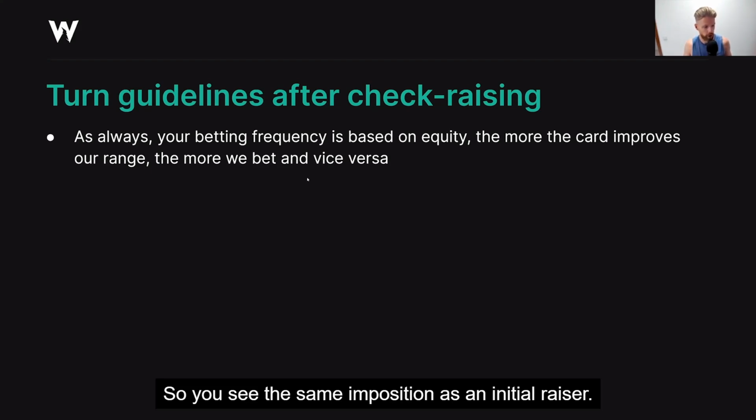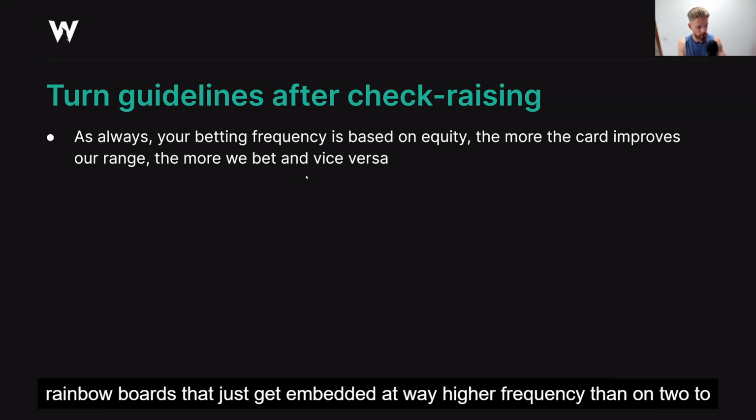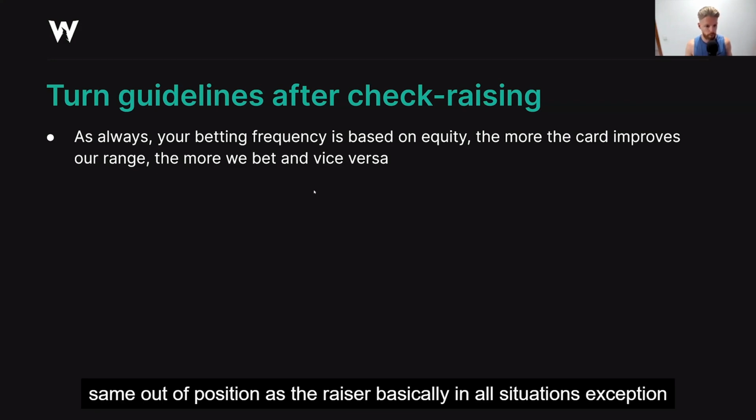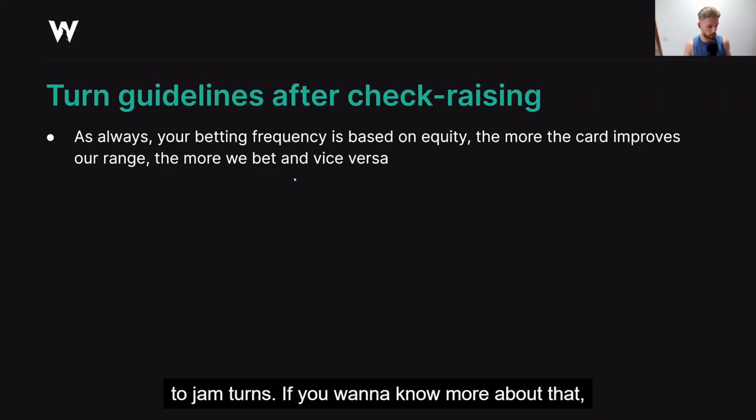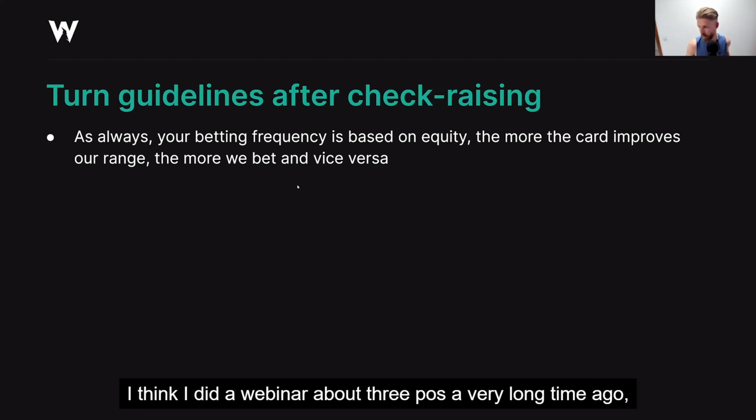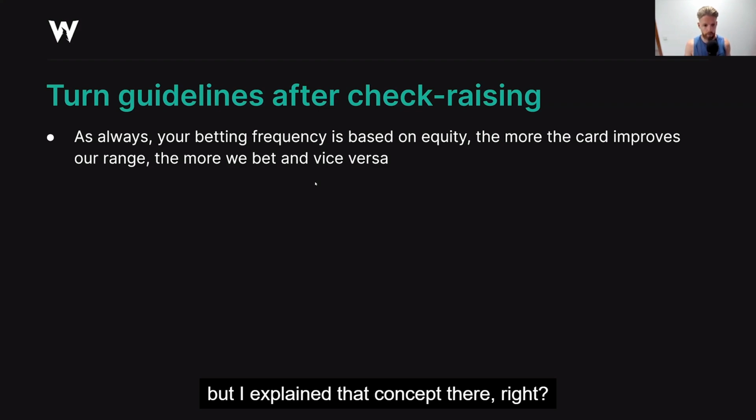You see the same im position as an initial raiser. If you compare rainbow boards with two-tone boards, rainbow boards get c-bet at a way higher frequency than two-tone boards. Same out of position as the raiser, basically in all situations. The exception would be low SPR situations, because there we sometimes bet very big in order to jam turns. If you want to know more about that, I think I did a webinar about 3-bet pots a very long time ago, where I explained that concept.